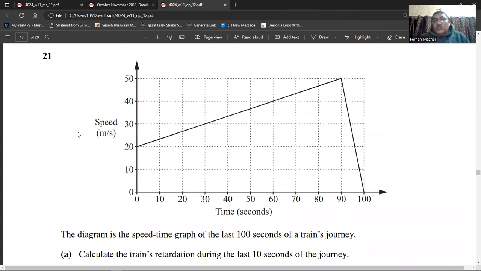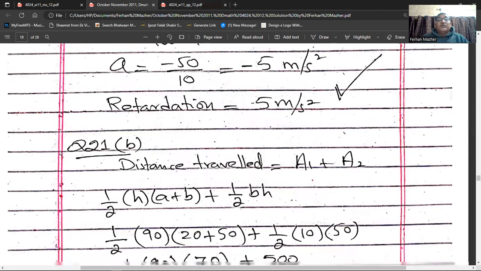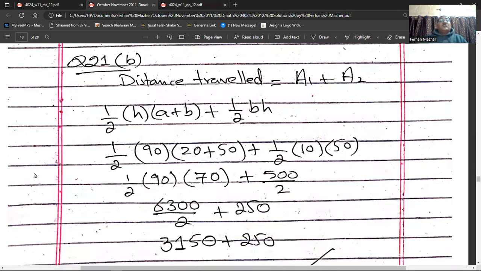So if you want to find out the distance traveled in the 100 seconds, you will find the area under the speed time graph. And the area under the speed time graph will be equal to the distance traveled. So I will draw a line here. So it will become a trapezium and a right angle triangle. Find the area of this trapezium, find the area of this right angle triangle, add them up, and that will give you the total distance traveled. So the distance traveled will be equal to area 1 plus area 2. Area 1 is a trapezium, and area 2 is a right angle triangle.